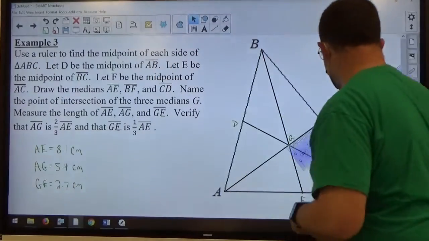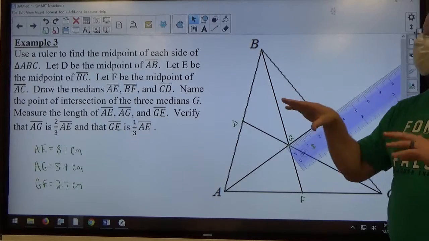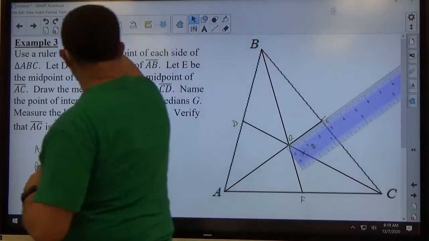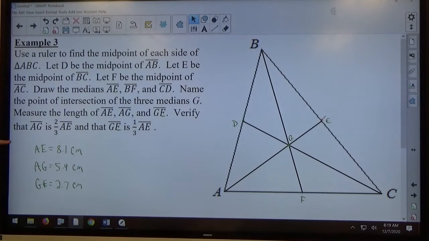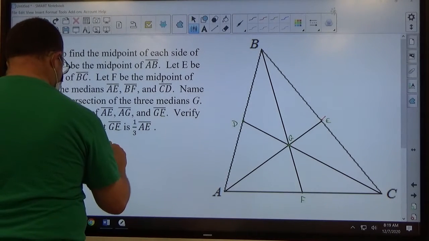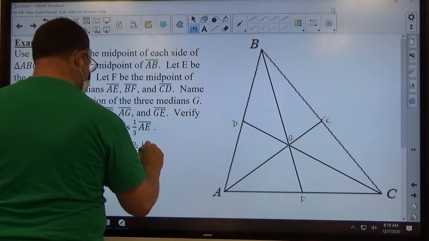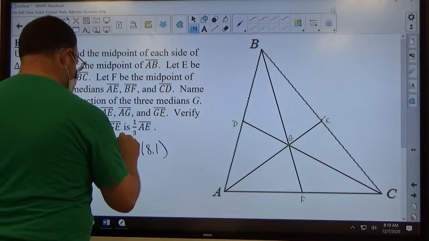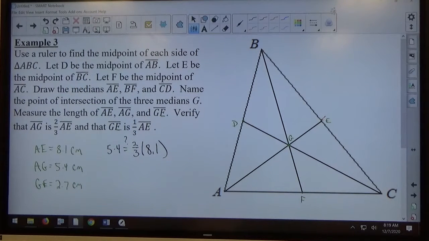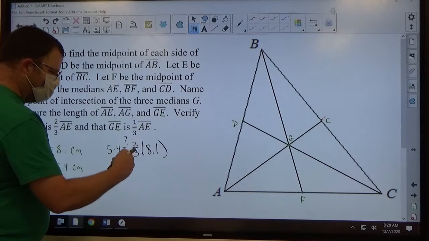But again, the fact that my ruler is a different scale than your ruler doesn't change the fact there's going to be this 2/3, 1/3 relationship. So it says AG is 2/3 AE. So AG, 5.4, is supposed to be 2/3 of AE, which is 8.1. Question mark. All right, to multiply by 2/3, we first divide by 3, then multiply by 2. 8.1 divided by 3 is 2.7. 2.7 times 2 is 5.4.